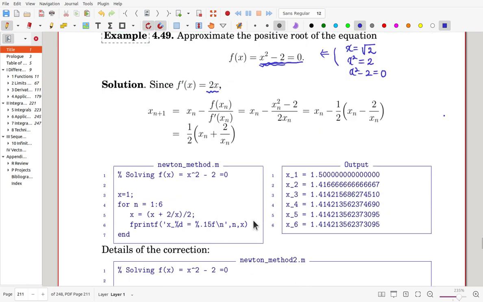Okay. So that can be implemented in this way in MATLAB. Okay, let's start with 1.